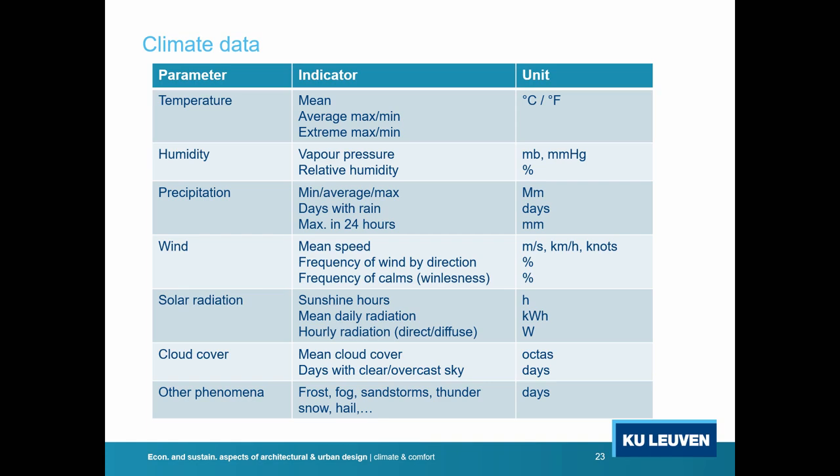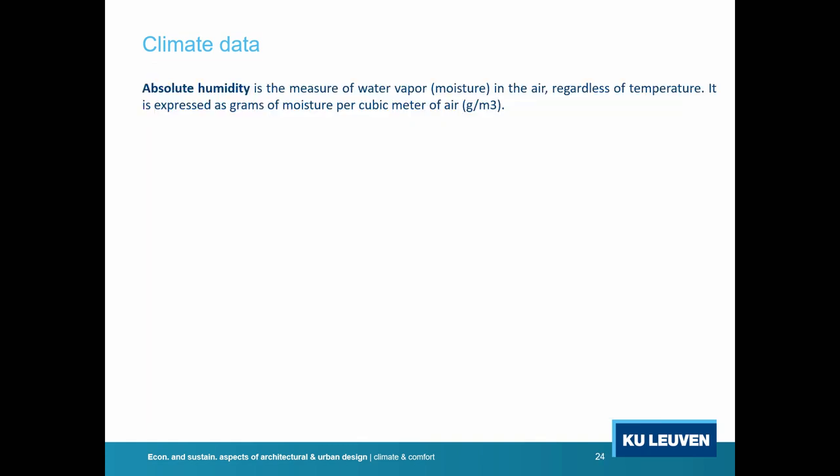Humidity typically is expressed in vapor pressure or in relative humidity, and that's an important one. So we will typically express it in relative humidity. But let me explain what it means. The absolute humidity is the first parameter to describe humidity. It's actually describing how much water vapor is in the air. That's the absolute amount of humidity. And it has nothing to do with temperature. It's just how much humidity is in the air.